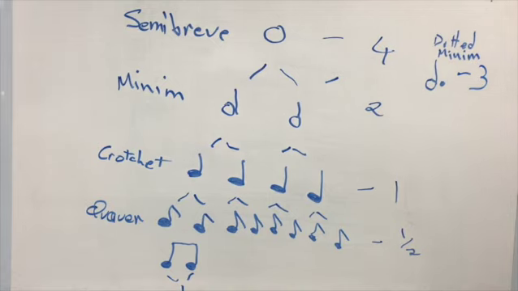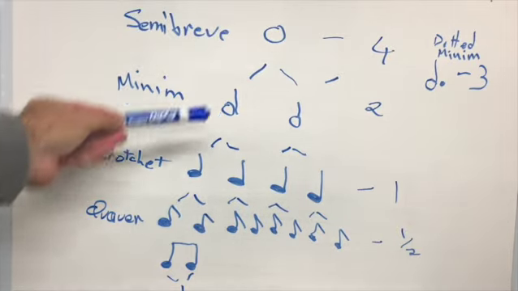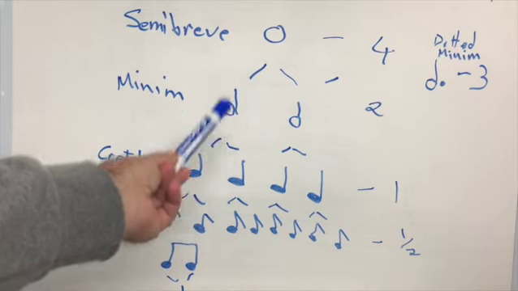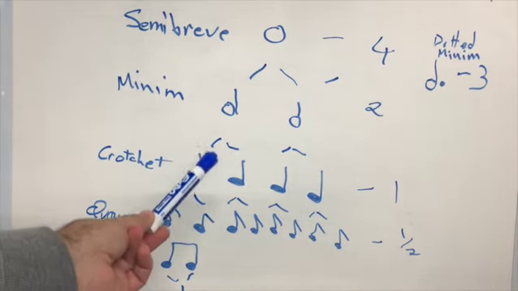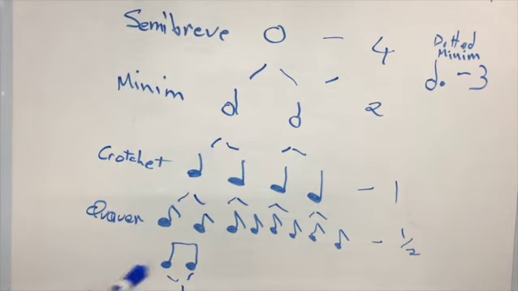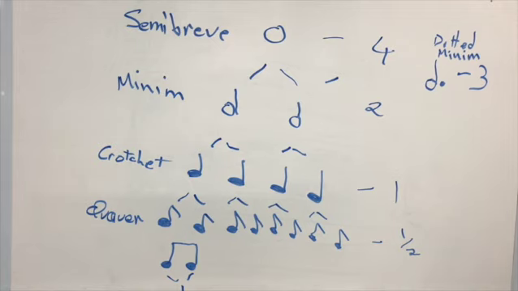So that's the note table, the note chart, the value of notes. We have the semibreve at the top worth four. Just a circle, four. Minim, circle with a stem, worth two. Crotchet, colored in, stem, worth one. Quaver, colored in, stem, and a tail, worth half.